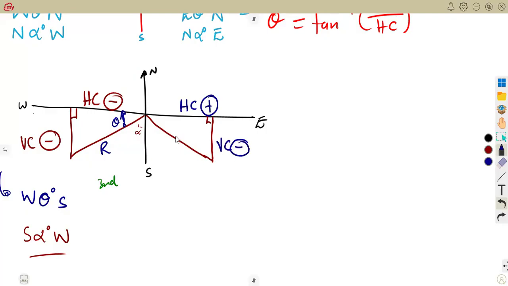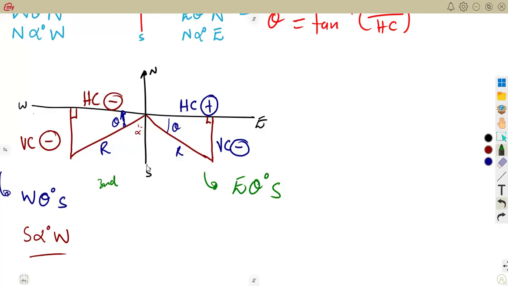When it is like this, your answer is going to lie in the fourth quadrant. This will be your resultant and this will be your direction. So as we can see, according to our direction in this case, we are moving from the east to the south, so it will be east theta degrees to the south.